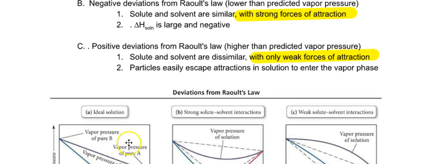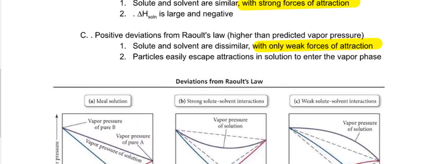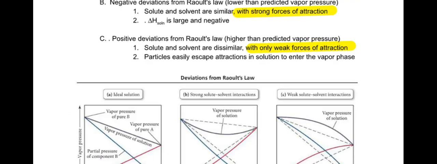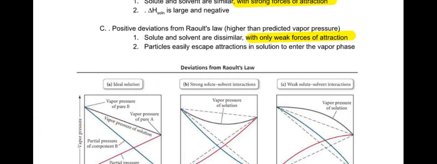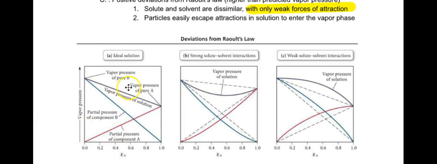Let me scroll down. Hang on. So here are my negative deviations from Raoult's law. Well, let's look at this graph first. Let me scroll down just a little bit so I can see the whole graph. First of all, what is this? This is ideal. So if I were to do the math of that modified Raoult's law above, I would get a graph like this. So why is it crisscross?